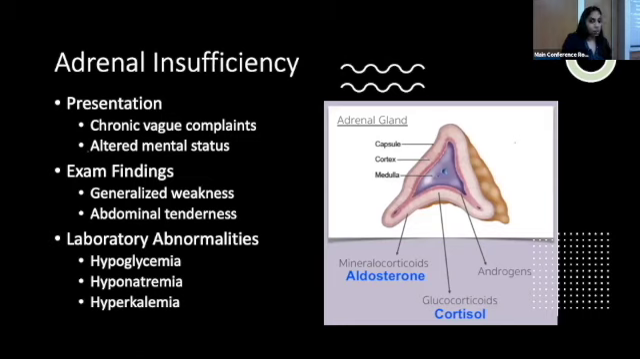The driving forces behind both the physical manifestations and lab abnormalities are inadequate amounts of aldosterone and cortisol, which are produced in the outer 2 layers of the adrenal cortex. So I'm sure you all remember mineralocorticoids, notably aldosterone, are produced in the zona glomerulosa, and glucocorticoids, notably cortisol, are produced in the zona fasciculata.